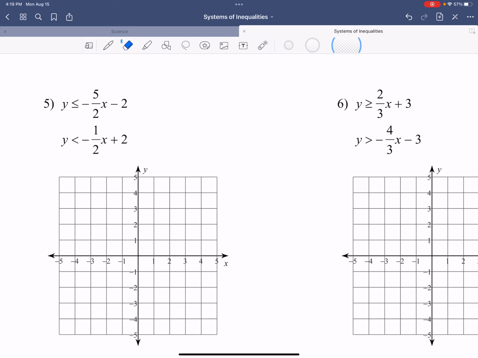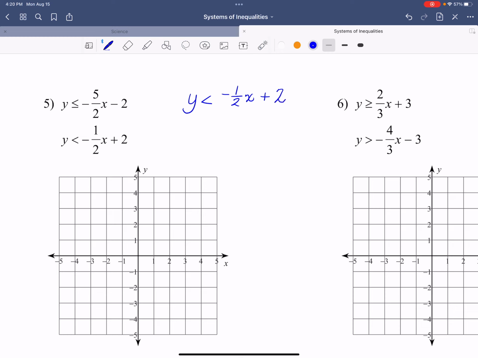Okay, on number 5, I want to start with the second inequality first. It doesn't matter which one you start with, but I want to show you something with this one. They're both in y-intercept form, or slope-intercept form. So I want to start with this blue one. The y is less than or equal to negative 1/2 x plus 2.